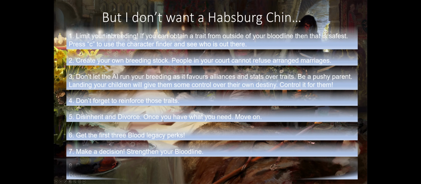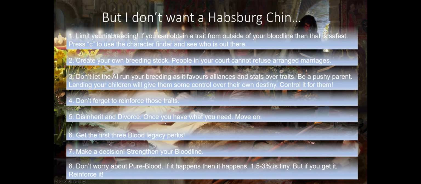And then lastly we've got don't worry about pure blood. If it happens, then it happens. 1.5 to 3% is tiny, but if you get it, then definitely reinforce it. We discussed this earlier, so I'm not going to go over it anymore.